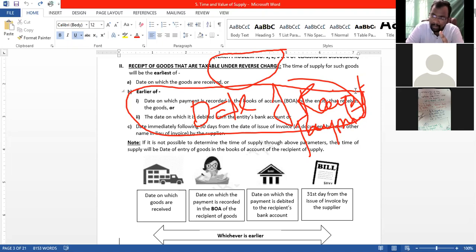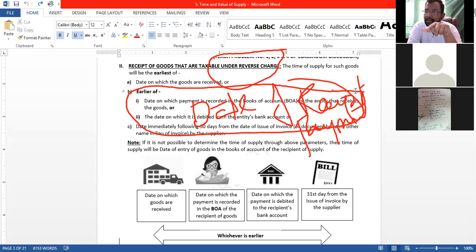Just now we have seen above, when the payment was made through cheque, what we studied there: the date on which the payment is entered into the books of account, or the date on which the payment is credited to the bank account. There we discussed from the supplier's point of view, forward charge mechanism, right? From the supplier's point of view, it will be the amount credited to his bank account. He is receiving the amount. His bank account will be credited.